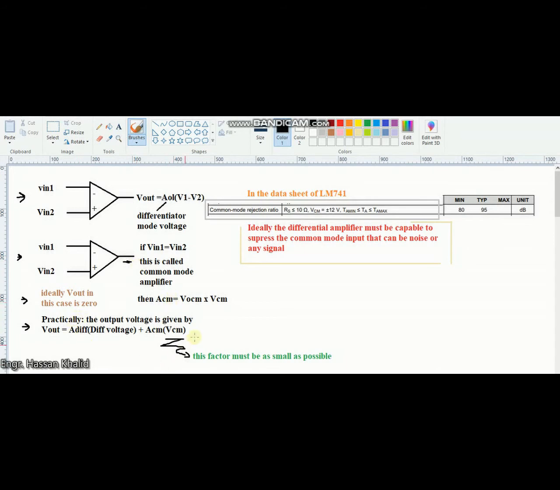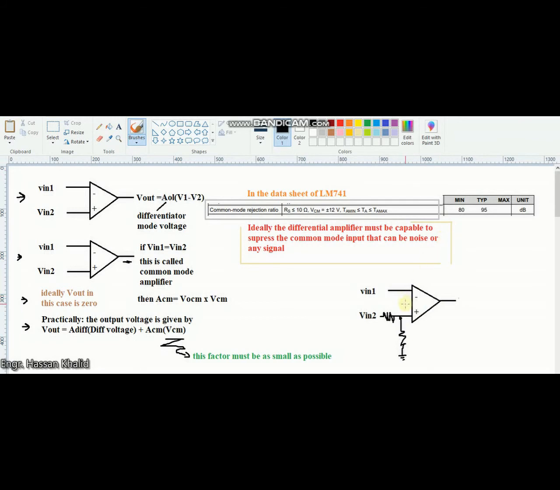So this factor VCM, which is the common mode voltage, should be as small as possible, because ideally it must have 0 output, but usually it gives some amount of voltage that is in millivolts, even less than that. Okay.